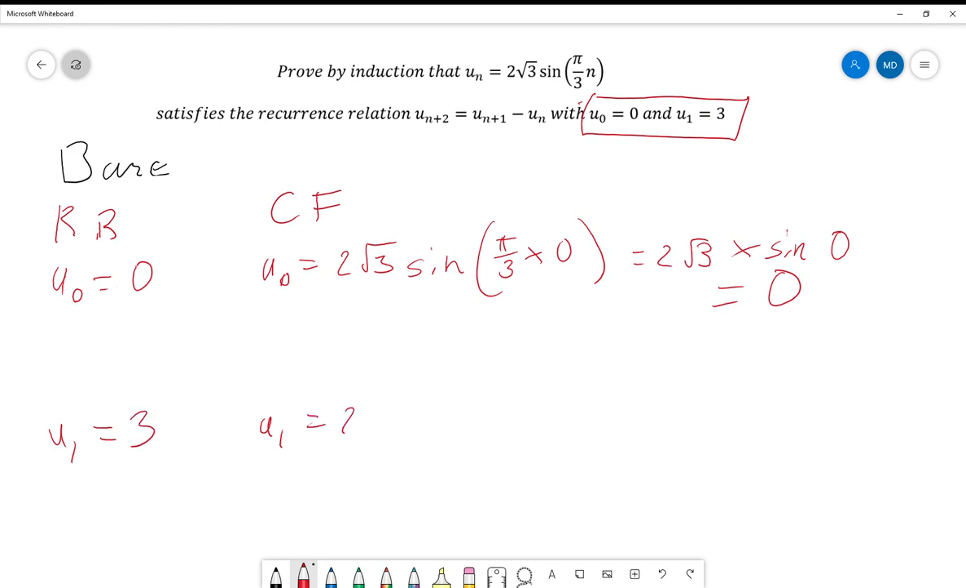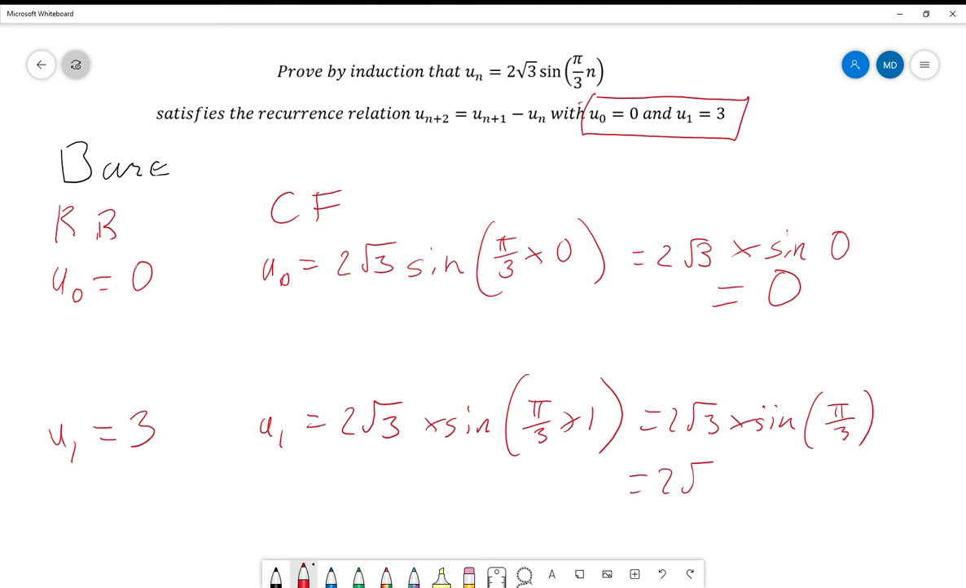And let's try u_1. I wrote 1 there, it needs to be 3. u_1 is equal to 2 root 3 multiplied by sine of pi over 3 times 1, which is equal to 2 root 3 times sine of pi over 3, which is equal to 2 root 3 multiplied by root 3 over 2, which is indeed equal to 3. And so we have that the recurrence relation is equal to the closed form for n equals 0 and n equals 1.